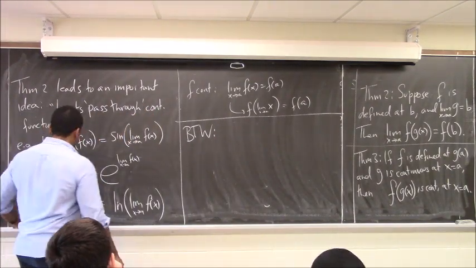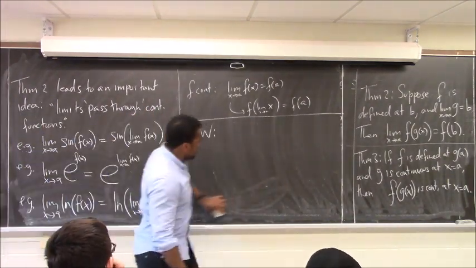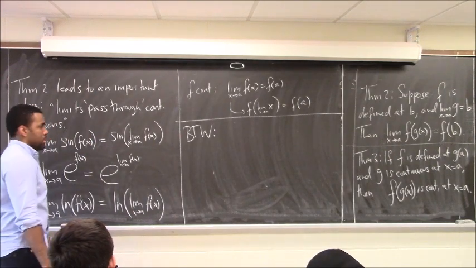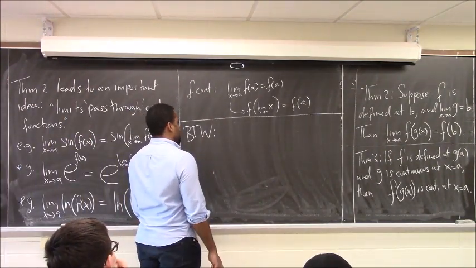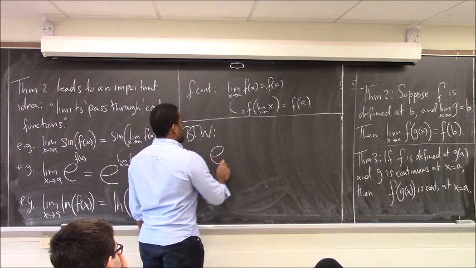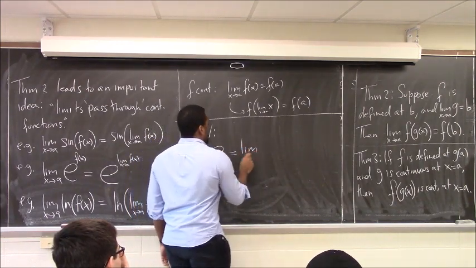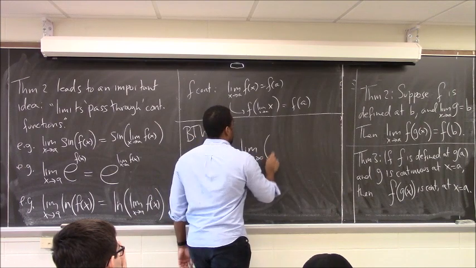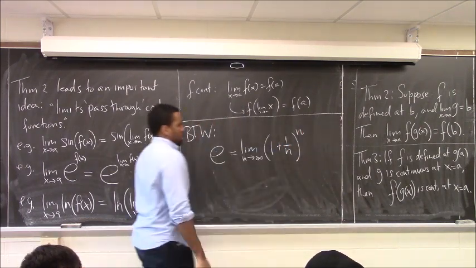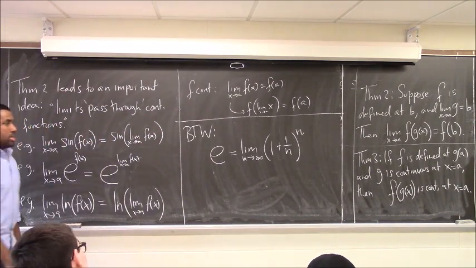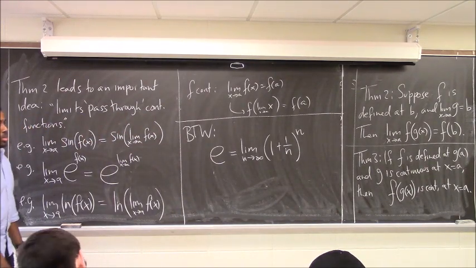I've mentioned the number e before, and I told you about e to the x, the most important function in calculus and math. Now with the language of limits, I can actually define this specifically for you. The number e is equal to the limit as n approaches infinity of (1 plus 1 over n) to the n. That's just something you should know now.